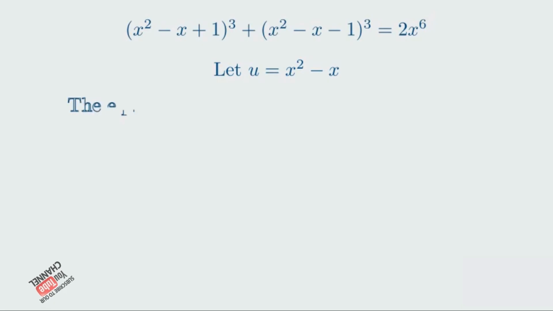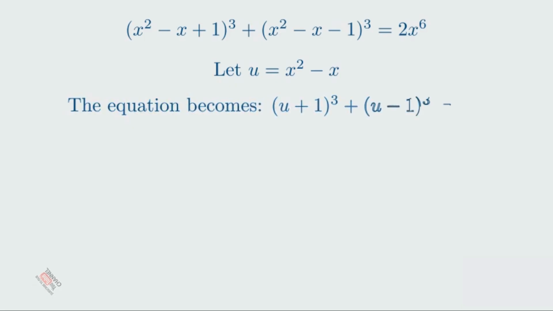With this, our original equation becomes much simpler. (u plus 1) cubed plus (u minus 1) cubed equals 2x to the sixth power. You might wonder why we replaced x squared minus x with u, but not x. This is because x was already isolated. By replacing the more complex term with u, we make the expression much easier to manipulate.